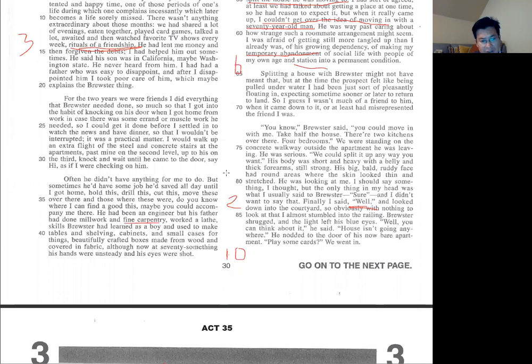It was serious. We could split it up any way you want. His body was short and heavy with belly and thick forearms, still strong. He's big. We describe all of this. And then line 83, it says, finally, I said, well, and looked down into the courtyard, so obviously with nothing to look at. So think about yourself. Somebody says something and then you're looking down and, well, that means what?